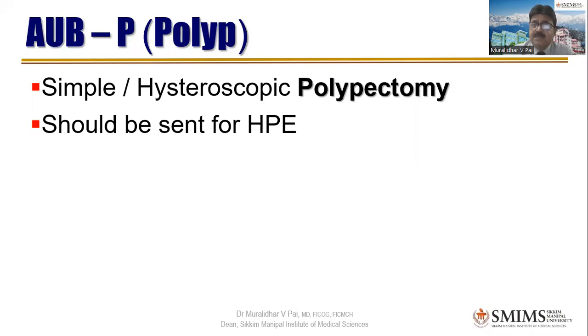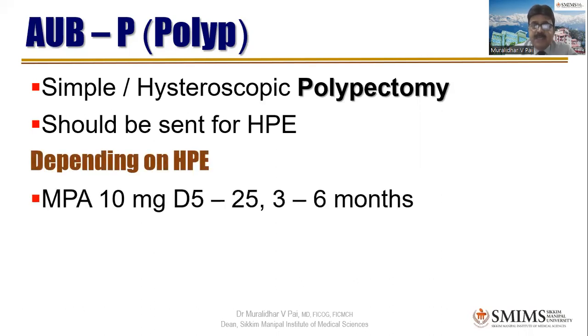So after polypectomy, routinely, some gynecologists do a D&C. I leave it to your experience or your practice. You can do that if you want. But whatever it is, send both polyp as well as endometrium for histopathologic examination to rule out endometrial cancer. Depending upon HPE, suppose the HPE says there is simple hyperplasia without atypia, or sometimes complex hyperplasia but without atypia.